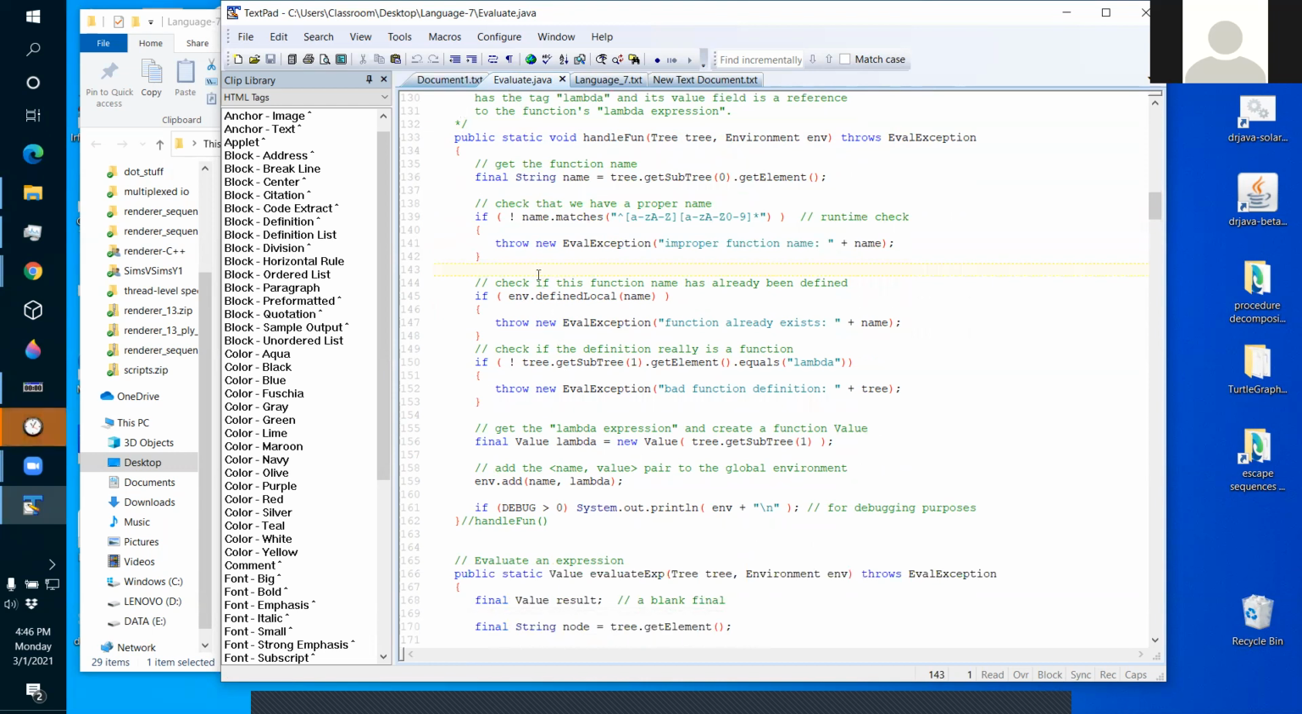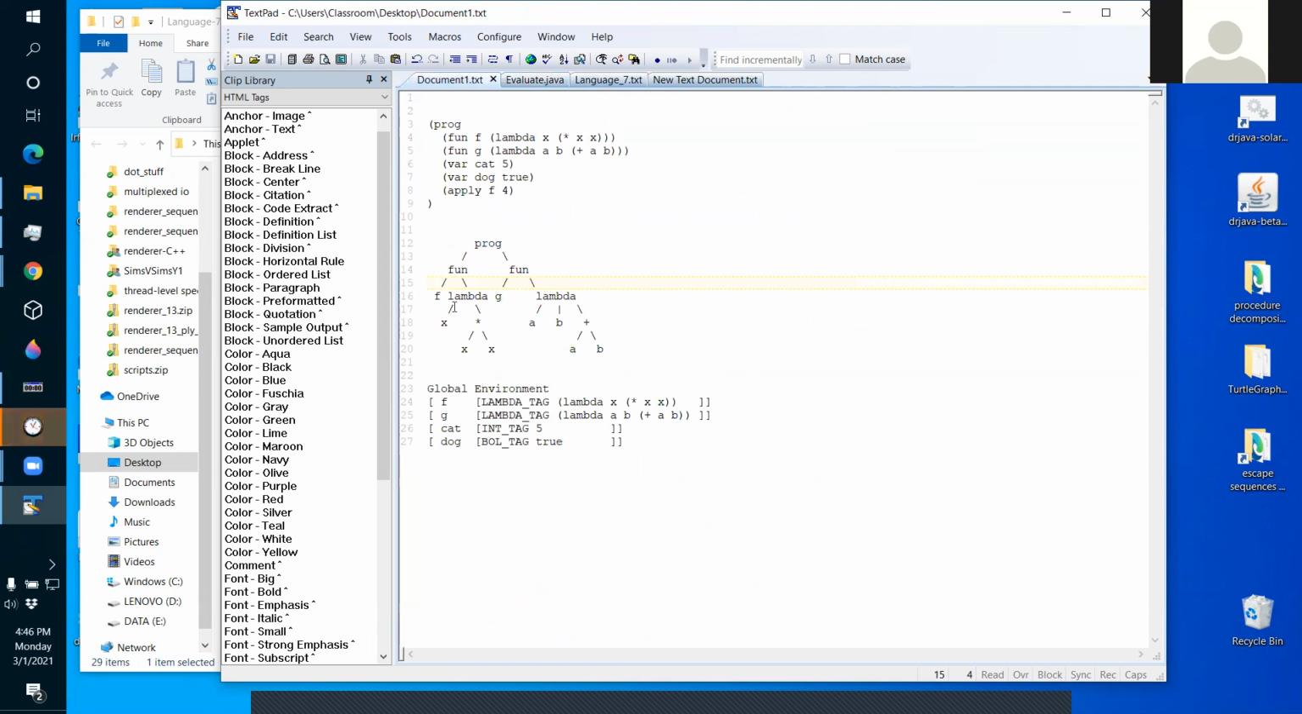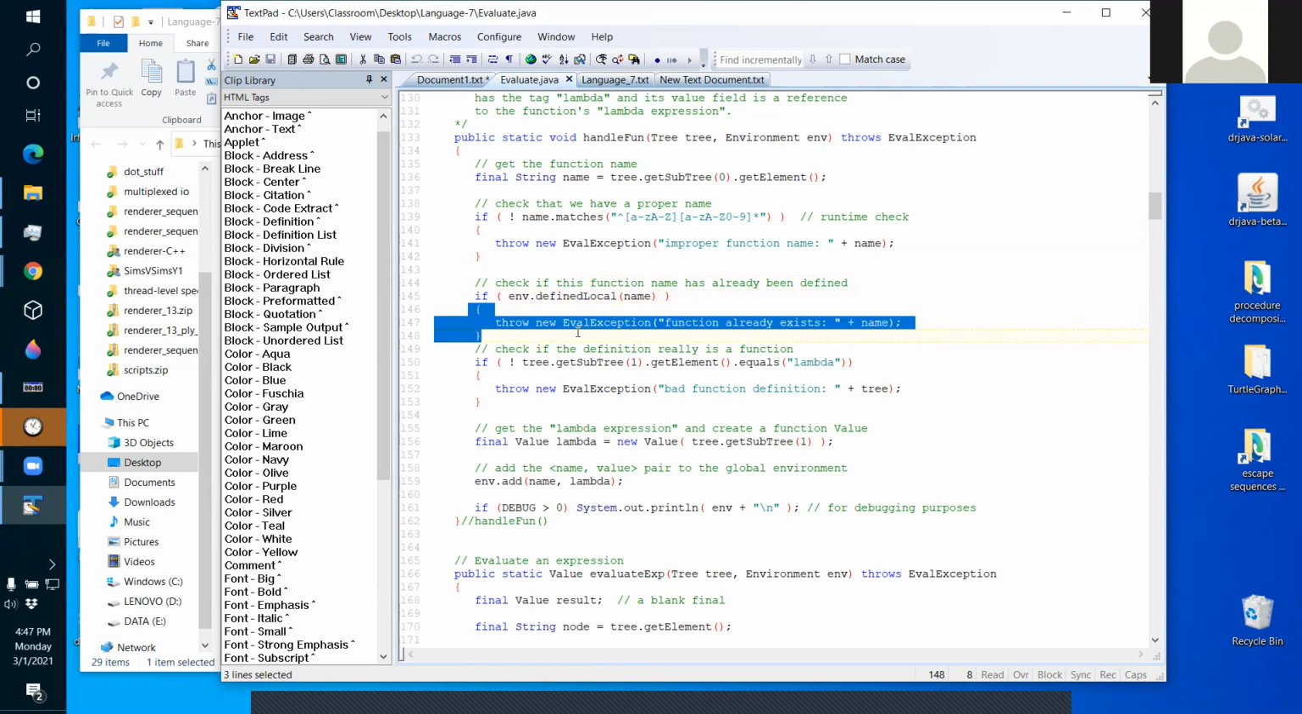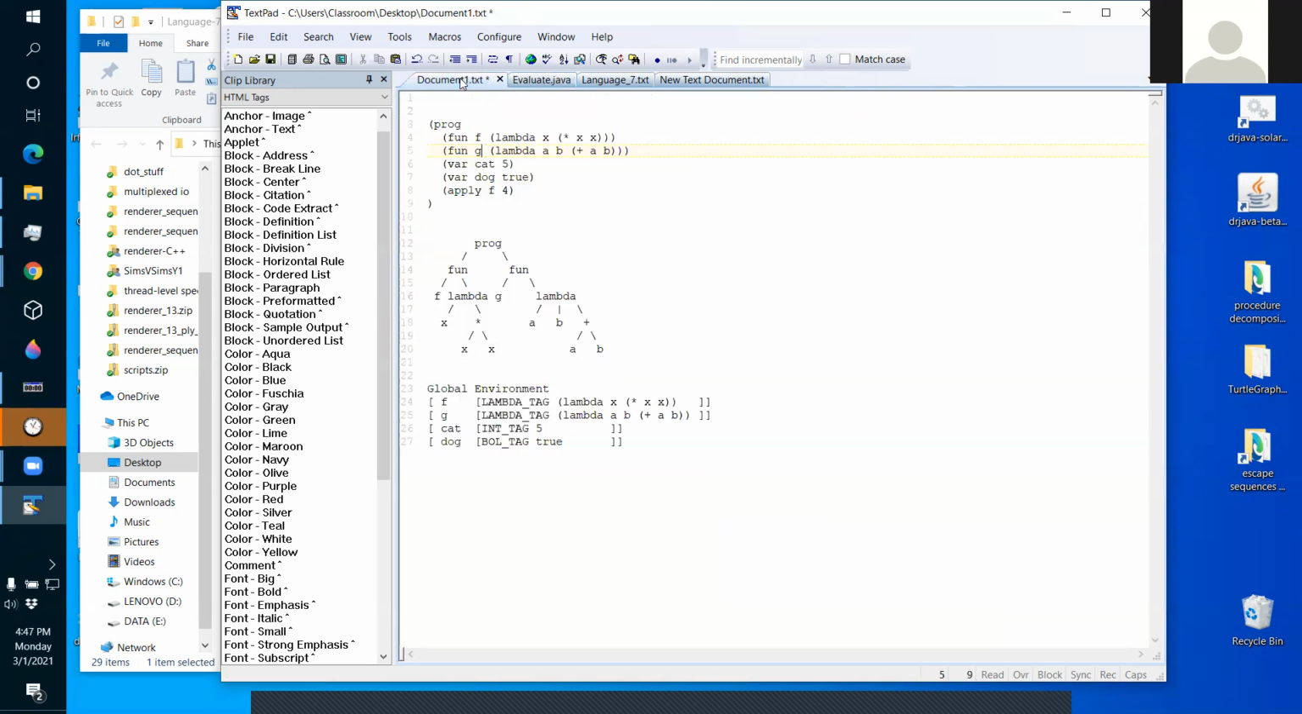But after it checks that there's a valid variable name, actually before going to that, what it does is you cannot redefine a function. That's a syntax error. Most languages don't let you redefine a function. So if the function already exists, that's an error. That's a runtime error. So after it checks that it's a variable name, it checks if it's defined. If it's defined, throw an error. So step 1, make sure you have a real name. Step 2, make sure it's not already been defined. Step 3 is make sure this right-hand thing is a lambda.